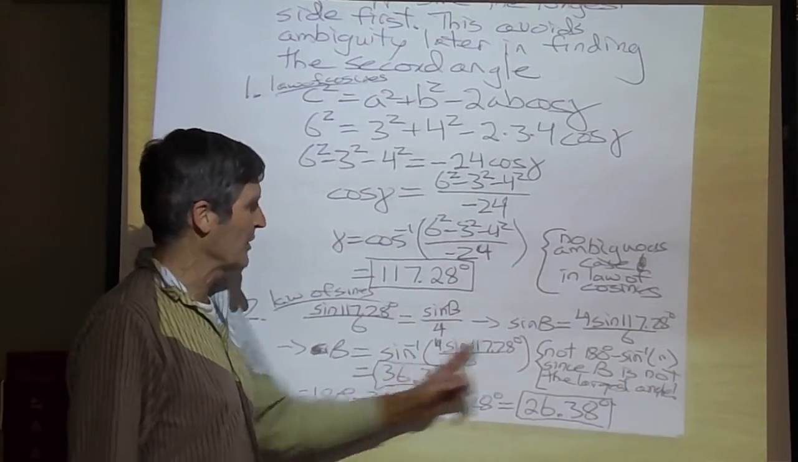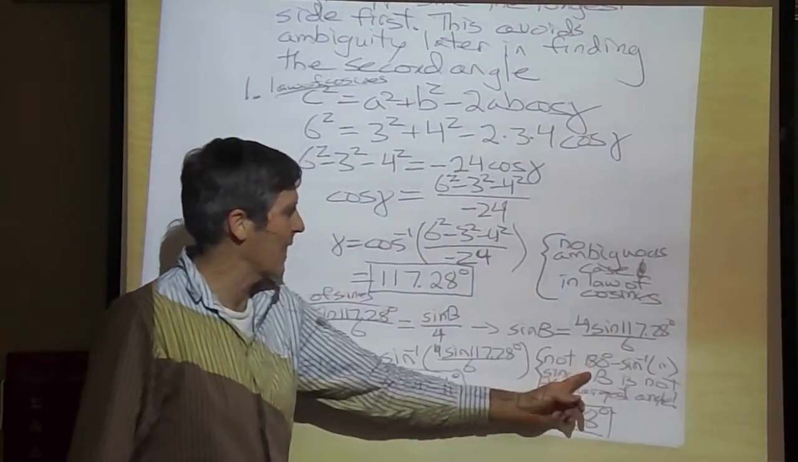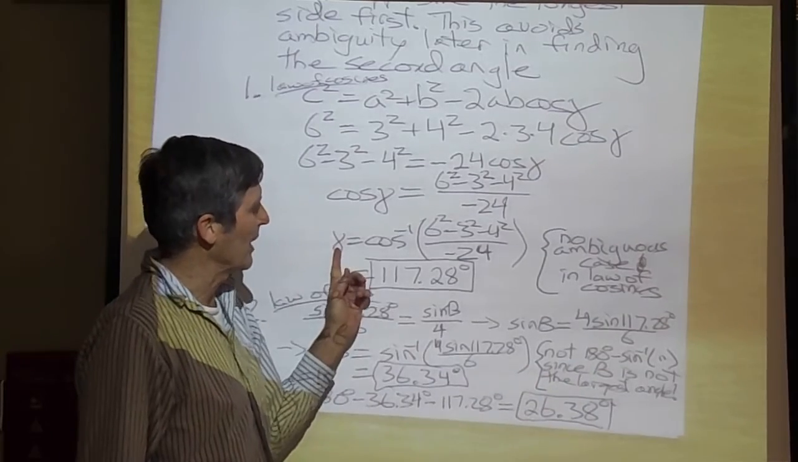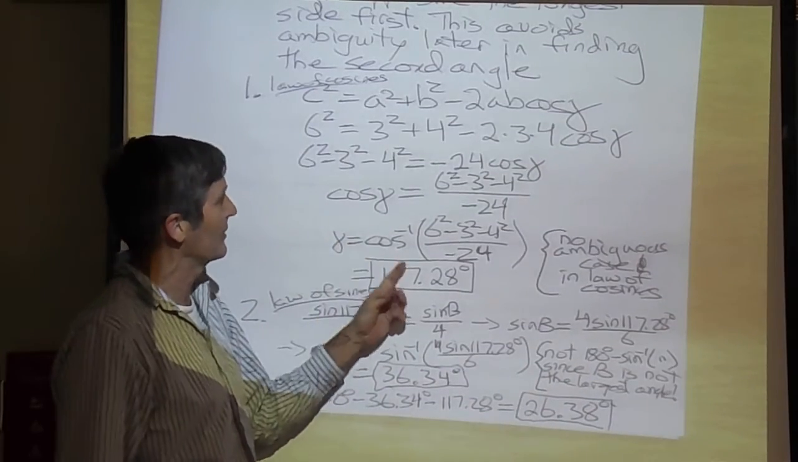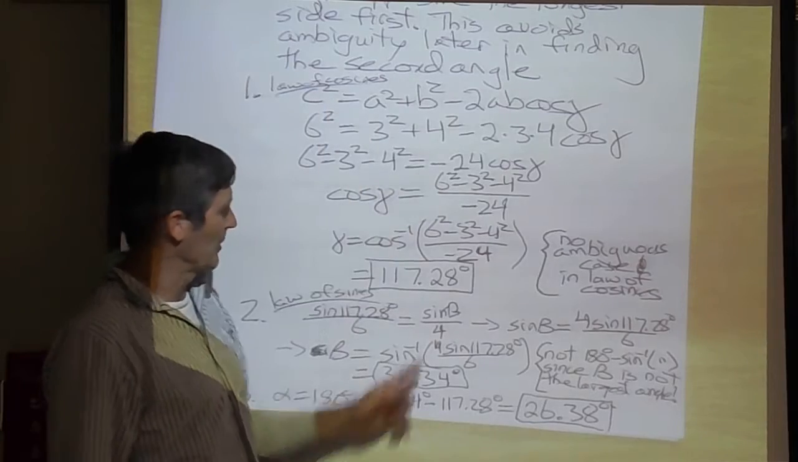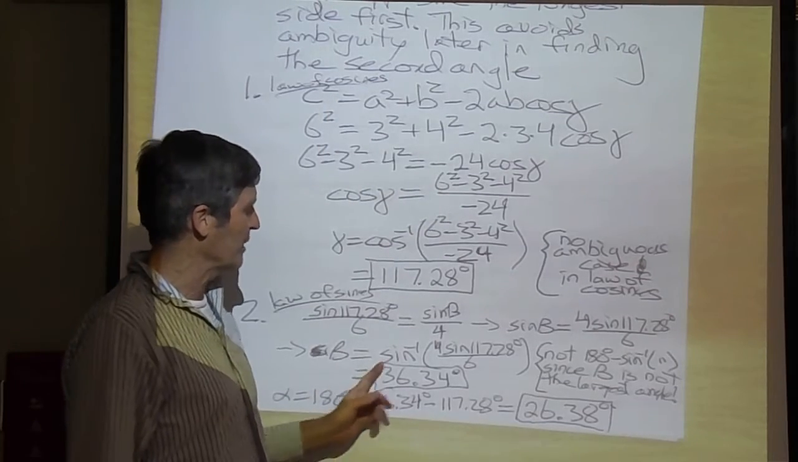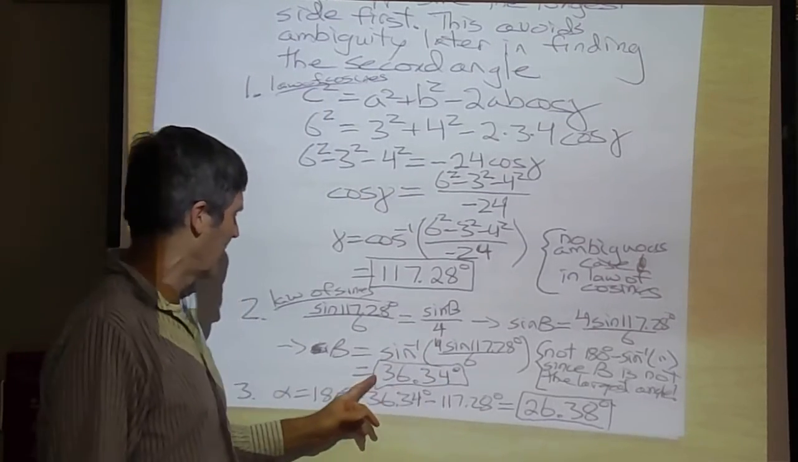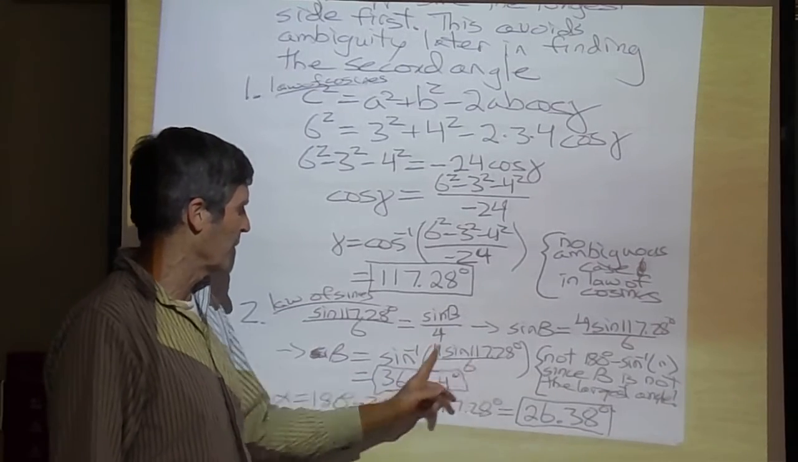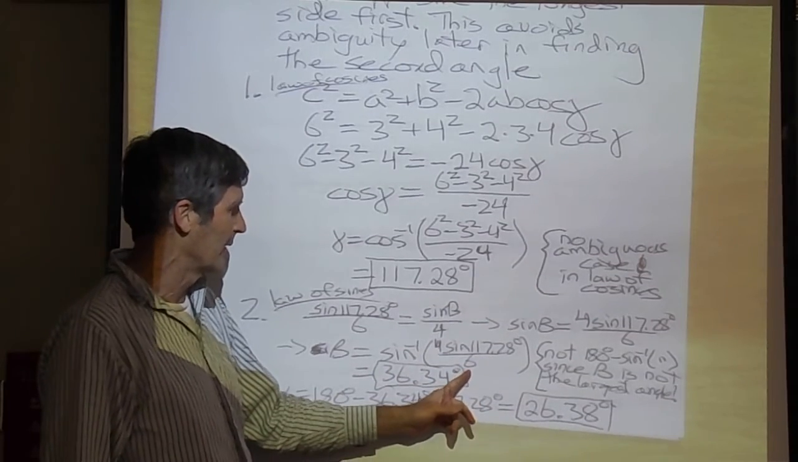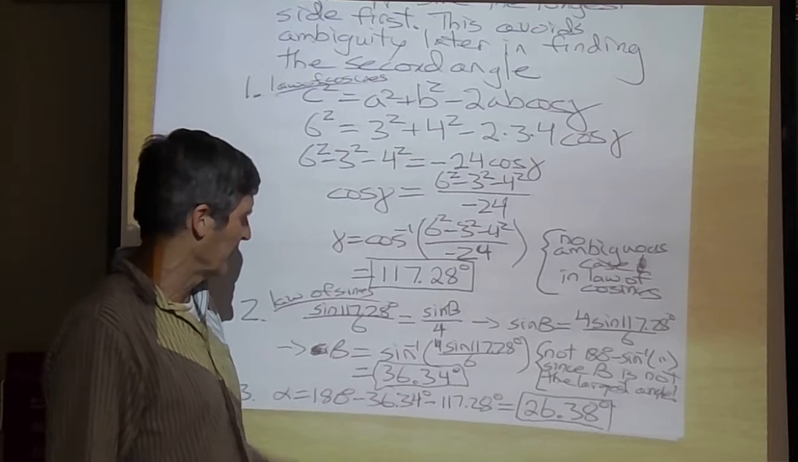But we know it's not 180 minus, that would be an obtuse angle. Gamma is the only possibility to be an obtuse angle. In fact, it is an obtuse angle, since it's opposite the longer side. Beta can't be, it must be the arc sine only. The ambiguity is gone. The arc sine of this number, 4 sine 117.28 over 6, is 36.34 degrees.